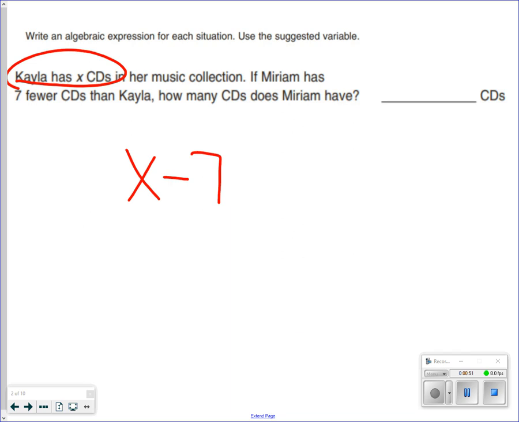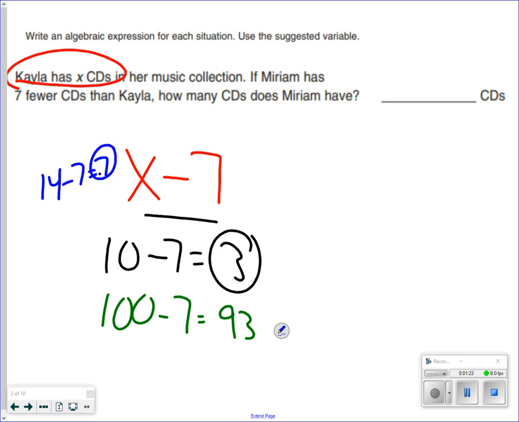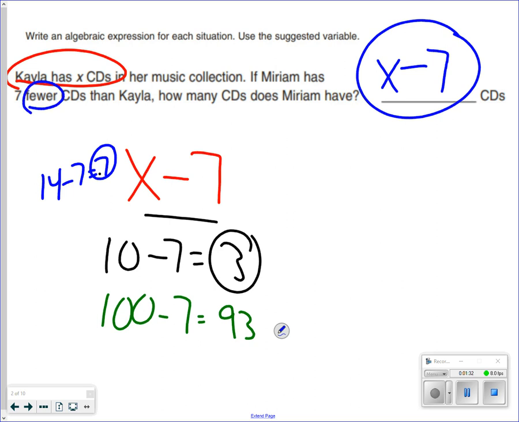So what I'll show you by that: if Kayla has 10 CDs, which is the X, Miriam has 7 less, so Miriam will have 3 CDs, because we're following this rule. If Kayla has 100 CDs, Miriam has 7 less, she'll have 93 CDs. If Kayla has 14 CDs, Miriam has 7 less, so she has 7 CDs. So the algebraic expression that will work every single time is X minus 7. The key thing is "fewer," so you know you're going to be subtracting.